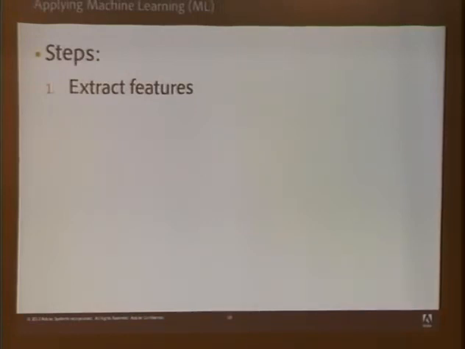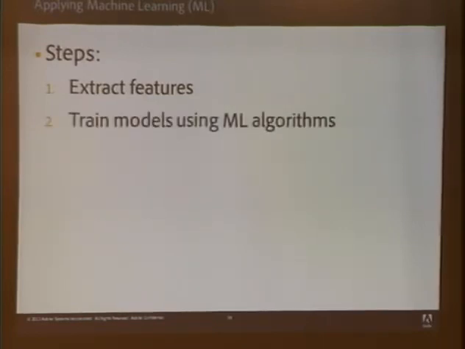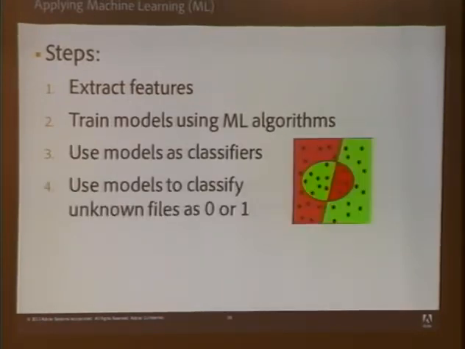So now that we've looked at all the strategies out there, I wanted to give you the methodology that I followed to use machine learning to apply to classification. The first step is to extract features. Then you train the models using the features you extracted, and the models would generate classifiers. If you're happy with the results of the classifiers, you'd use them to classify unknown files as 0, which might be clean, and 1 as malicious or dirty.